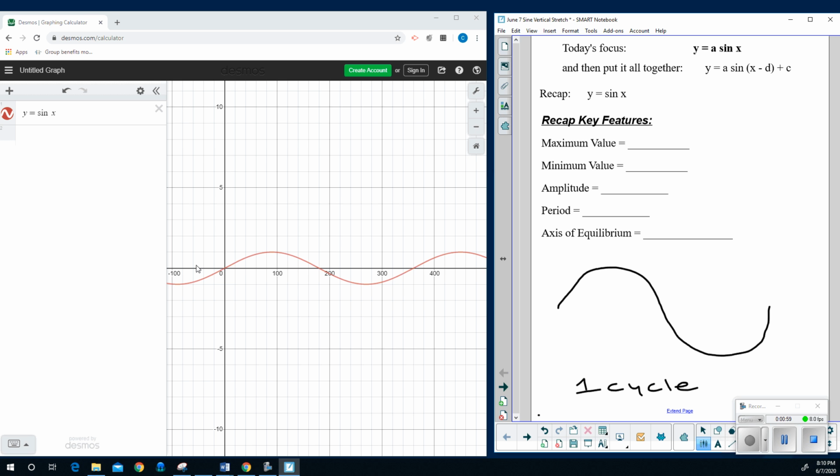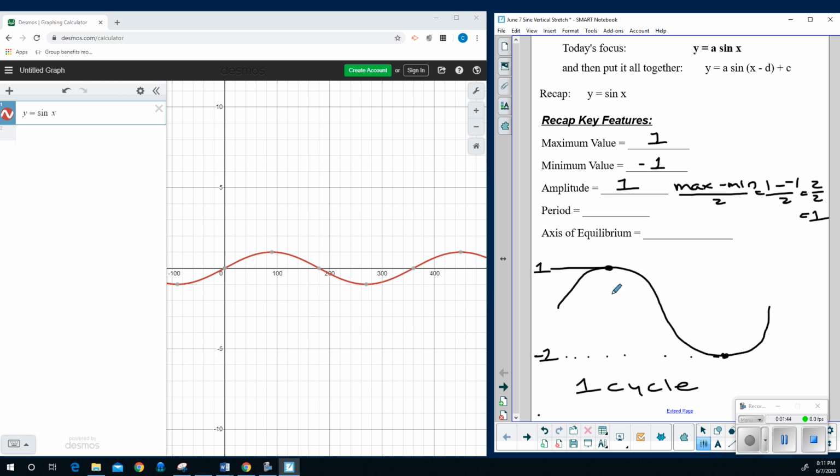Okay, so what else do we need to know? Well, our maximum here is at the value of 1. Our minimum value is down at the bottom here, so minimum value is at -1. To get our amplitude, remember we have to take our maximum minus our minimum and divide it by 2. So in this case, that's 1 minus -1 divided by 2. 2 over 2, oh, it's just 1. So our amplitude is 1.